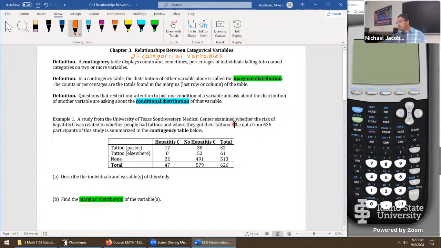They say we have data from 626 participants of this study, which is summarized into a contingency table. So sample size here is 626. That word is definitely new. When you hear contingency table, that just means we're displaying counts, perhaps percentages, of one variable against another. So there's really 2 categorical variables we're dealing with here.